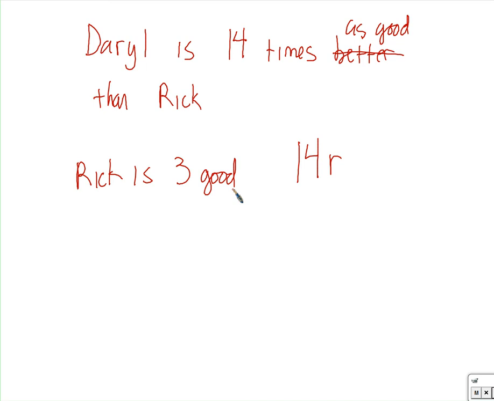What makes algebra different from other math? We use letters and numbers. What is an algebraic expression? Can you give me an example of one? 5 times x. Great. What does it mean to evaluate an algebraic expression? To put something in and then do it. And how do we write a simple algebraic expression? Well, we did that. 5 less than a number. Daryl is 14 times as good as Rick. Those are algebraic expressions that you can write.